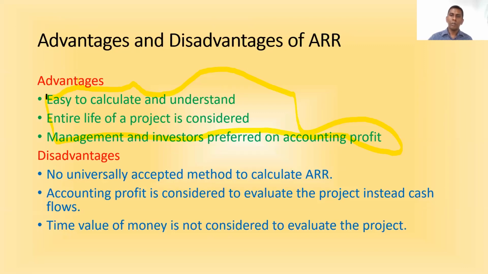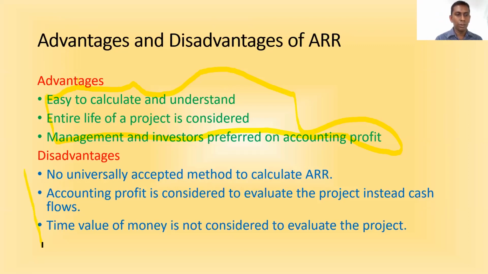And the people who prefer accounting profits also prefer these methods, because these methods select or reject the project based on the accounting profit, right? Profit always brings so many weaknesses, but people do not consider that. They always like this profit. So the people who like profit always like this accounting rate of return. Okay, my dear students, and now look at the disadvantages.